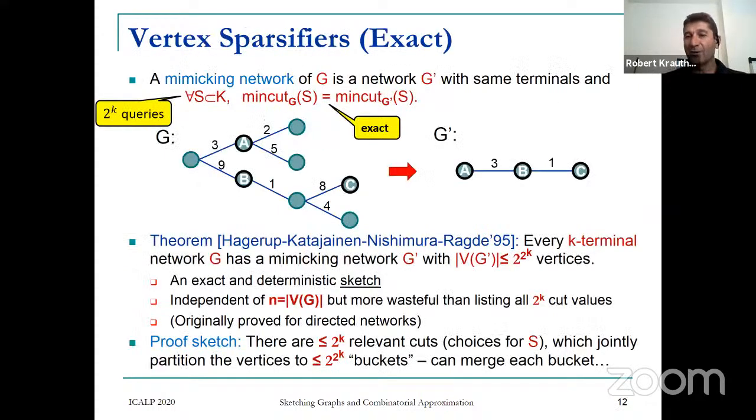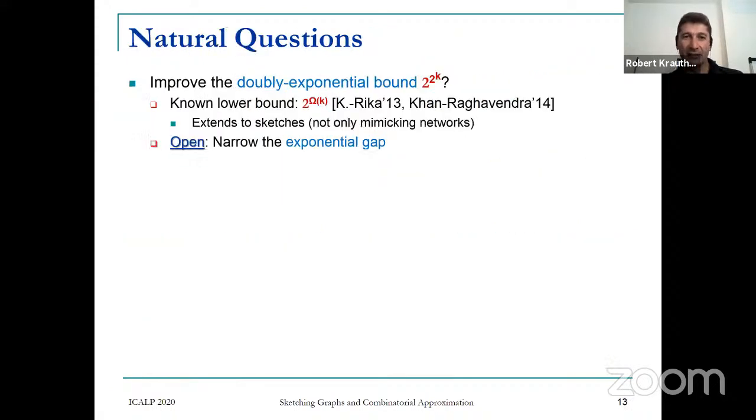Okay, so that makes some progress, but the size is 2 to the 2 to the k, and we want to do better, right? However, I don't know how to do better, so that's another open problem. I really hope somebody can solve this. At the moment, it's doubly exponential. When I worked on it, with Havana Rica, we managed to prove a lower bound of 2 to the omega k. Then it was actually proven independently by Khan and Raghavendra. So there's a lower bound of 2 to the omega k, and the upper bound is doubly exponential, so there's an exponential gap between them. That's very interesting.